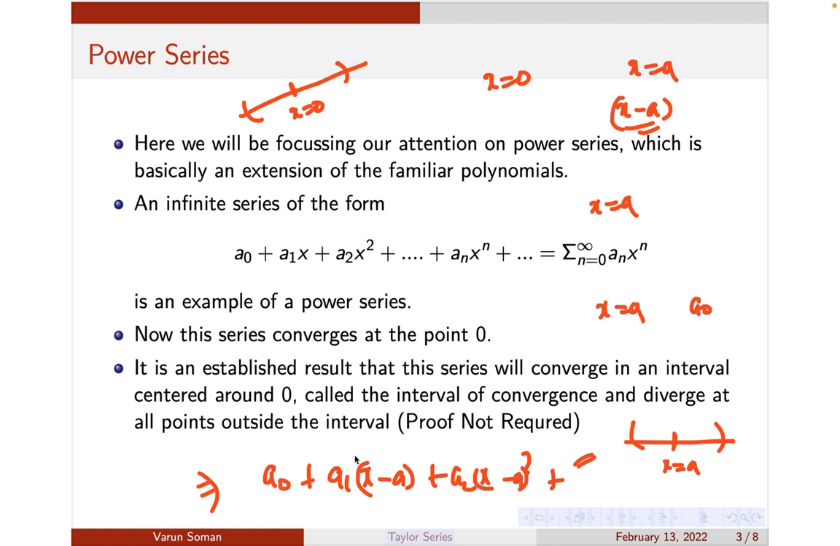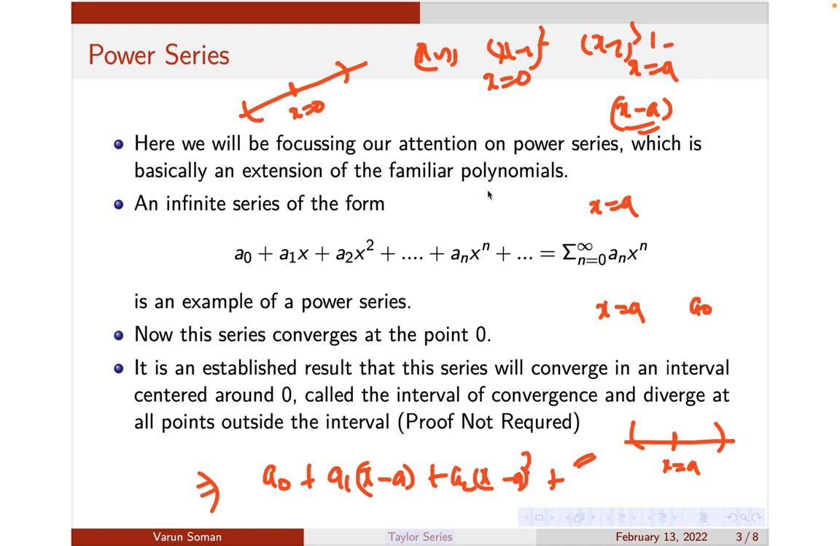Okay, and sometimes the question will be: expand this function as a power series about x is equal to 2. That means you have to write the function as an infinite series containing the powers x minus 2, x minus 2 the whole square, x minus 2 the whole cube plus etc. So this is the idea. When they are asking you to expand the function in powers of x, it means your infinite series should contain x, x square, x cube etc.